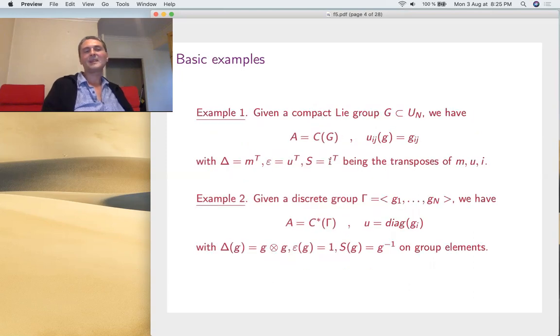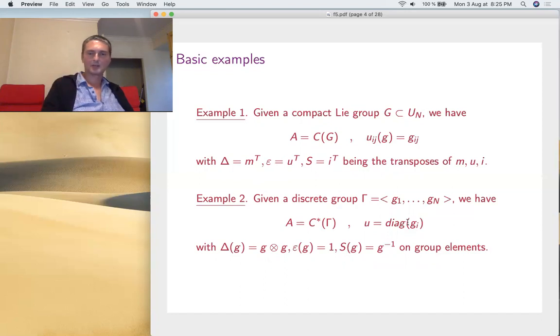So that's why in general we call such an algebra A, we say that it's C(G) with G a compact quantum group. Because in the commutative case, it's exactly this. Now, the other example is with discrete groups. It's a dual example. If you take a discrete group, let's take C-star of Gamma with the diagonal matrix formed by the generators.